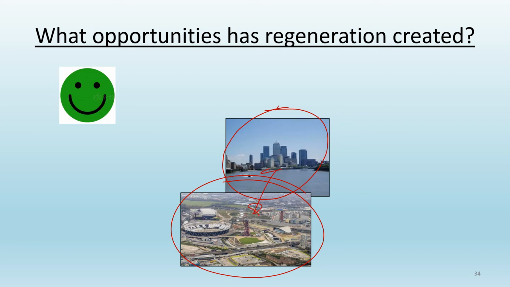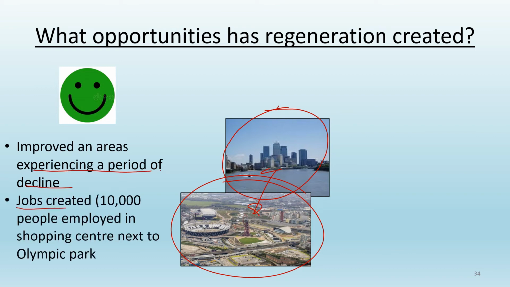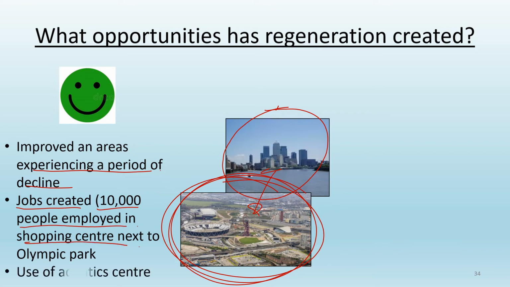And what have been the successes of that? Well, they've improved these areas that are experiencing a period of decline, and it's created loads and loads of jobs. Specifically, in the London Olympics, there was 10,000 jobs that have been created in the shopping centre that has been built next to the Olympic Park.